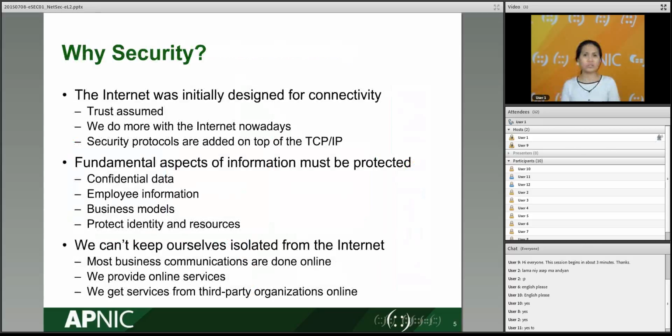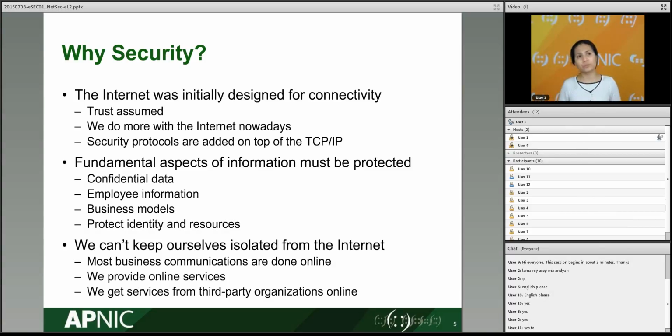So the question is, why do we need security? I think this is pretty straightforward, and we all know the answer to that. The internet is not a safe place. It used to be when only a handful of networks were connected to it, so there was trust implied. It's still like that right now, right? There is really big trust implied. So we implement more security protocols on top of the TCP/IP protocol stack to add those security measures.